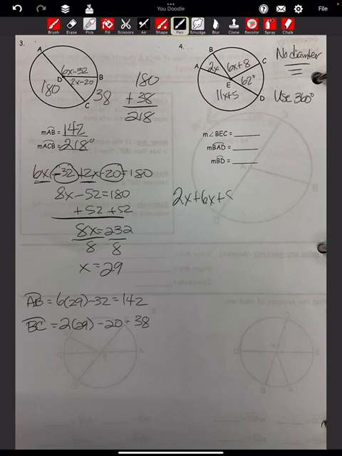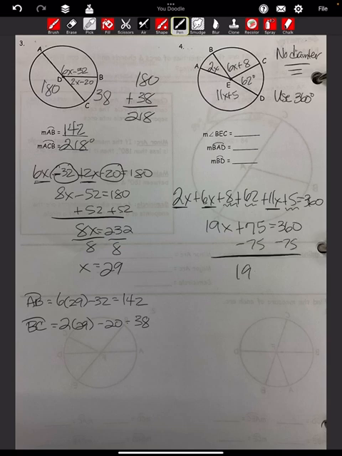So we're going to start with 2x plus 6x plus 8 plus 62 plus 11x plus 5 equals 360. All right? So now let's put our like terms together. We got 2x, 6x, and 11x. Well, 2 plus 6 is 8, and 8 plus 11 is 19. Then we got 8, 62, and 5. Well, 8 plus 62 is 70, so that's going to be plus 75 equals 360. So we're going to subtract 75 from both sides and wind up with 19x equals 285.